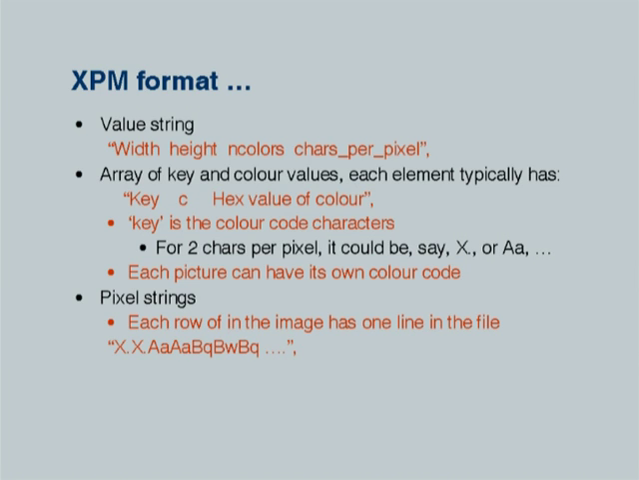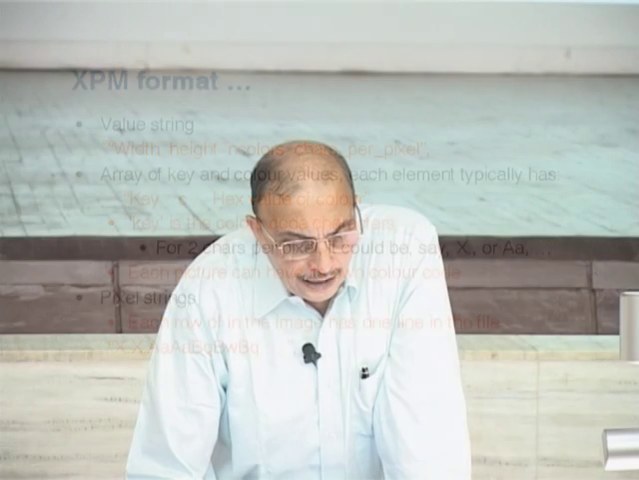Like each row in an image has one line in the file. A line may have x dot, a, bq, bw, bq, assuming that there are two characters used to represent a particular color.